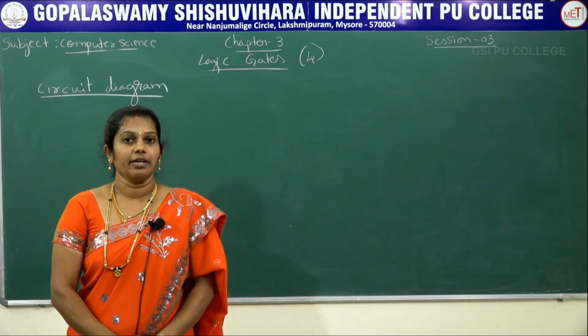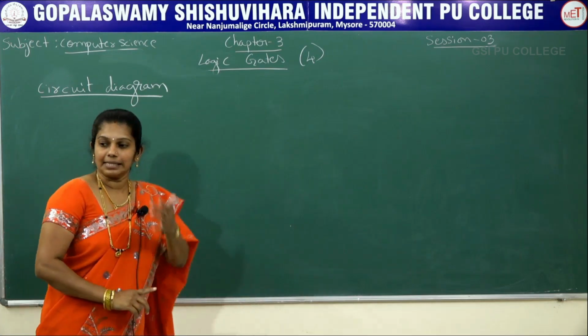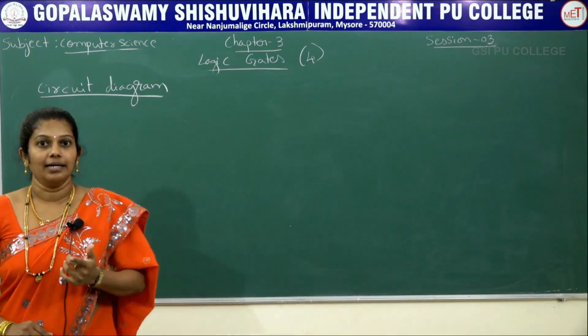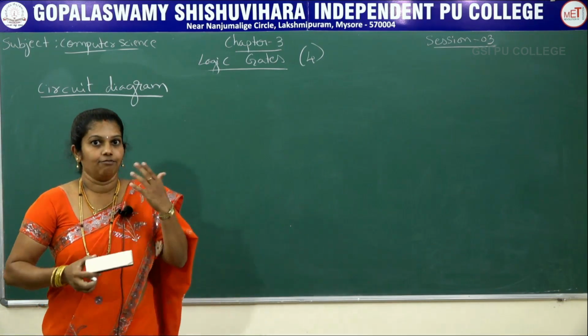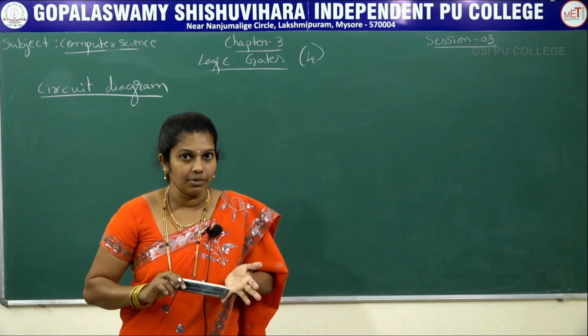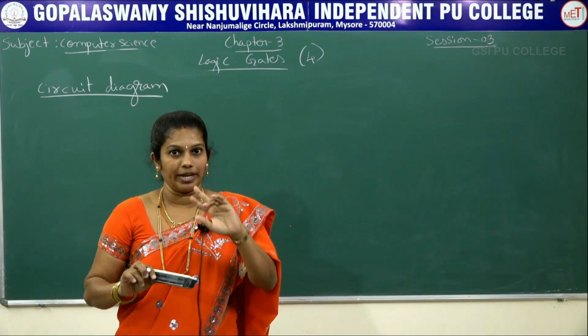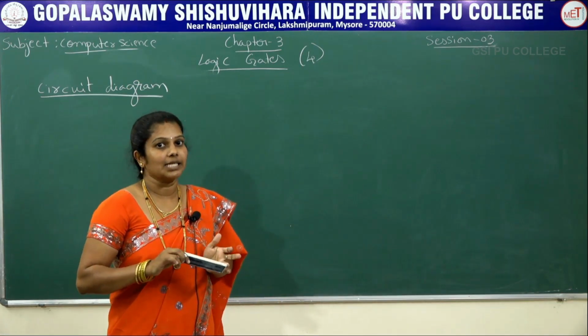Today we will continue the previous session. In the previous section we explained the basic gates and derived gates, and how to write the symbols as well as the truth table for 2 variables as well as for 3 variables, for both basic gates as well as derived gates.